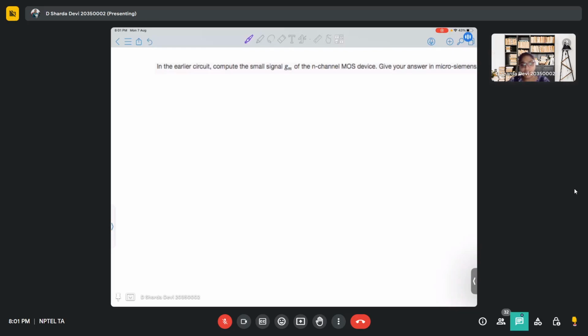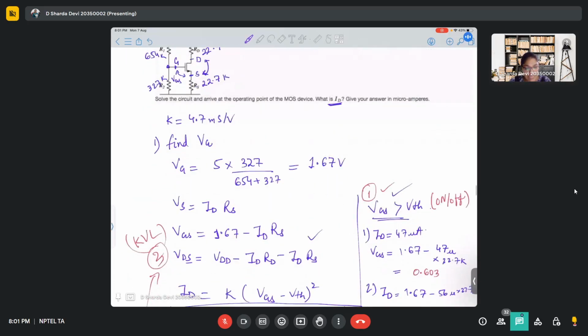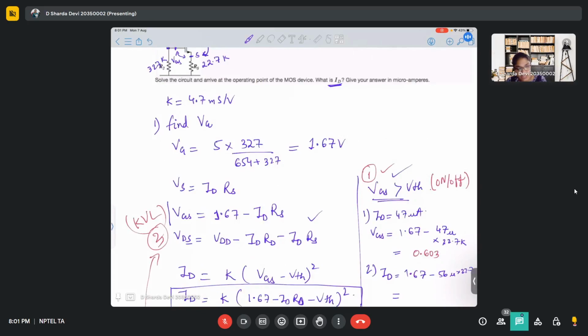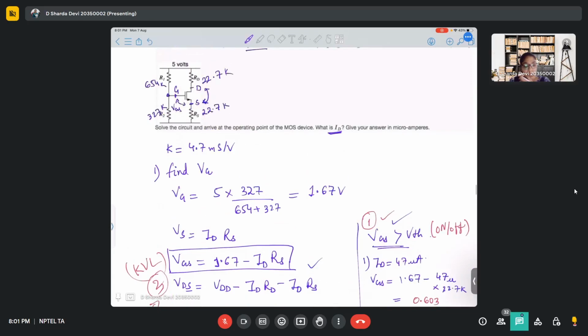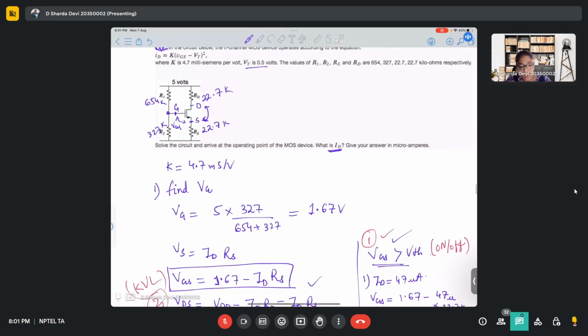So by the end of that, you can get your answer, like which one to select. Somebody was asking how we arrived at VGS equal to 1.67 IDRS. In this particular circuit, your S is not grounded. There is a resistor between your S and ground. So the value you get from your voltage divider is actually VG, and the drop across your source terminal is, from source to ground, whatever the drop is, right?